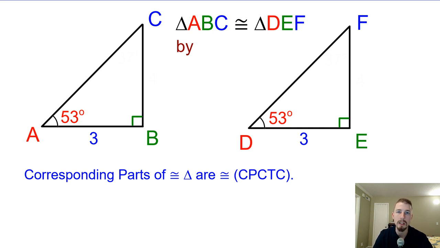So CPCTC. All right, so here we have two triangles, triangle ABC and triangle DEF. Now on these, you'll notice that angle A is congruent to angle D. AB is side 3, so is DE, also 3, and then angle B is the same as angle E. So we can write a congruency statement, and we know that these two triangles are congruent by angle, side, angle. So triangle ABC is congruent to triangle DEF by ASA, where the side is included in between the angles.